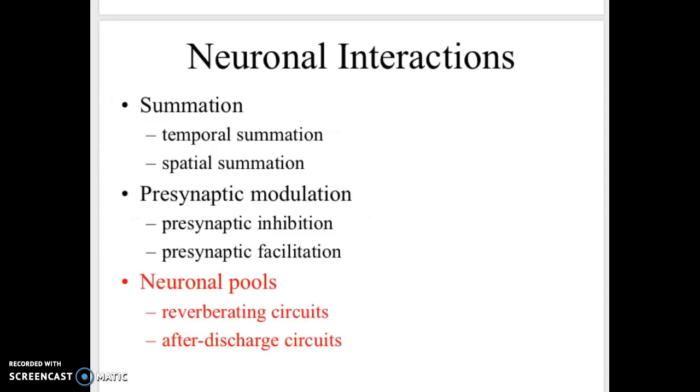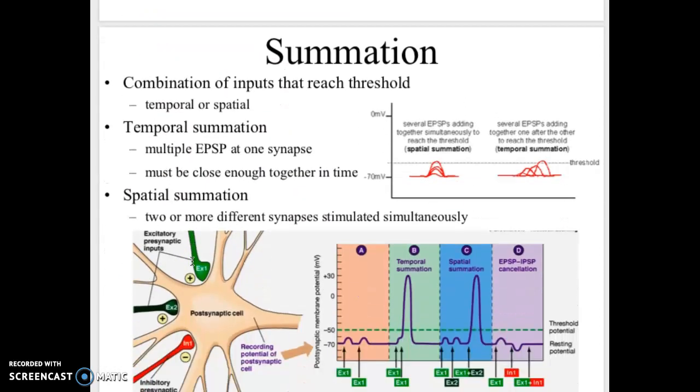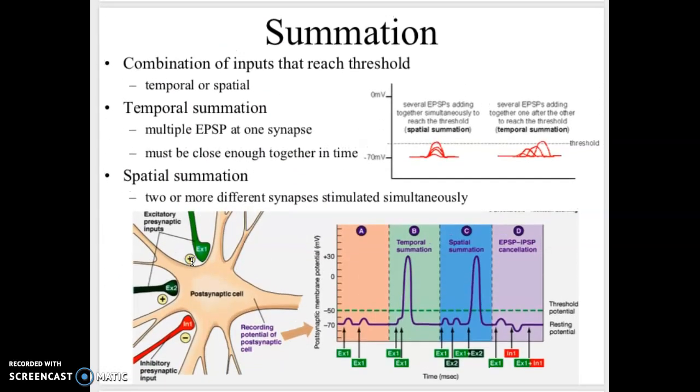So like I said previously, neurons interact with lots and lots of others, thousands, 100,000 other neurons. And they can do this, and it will lead to different types of interactions. So we'll go through each of these on their own. So the first is called summation. So summation is combining inputs to reach threshold.